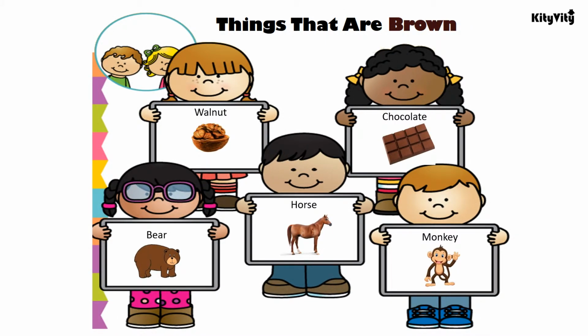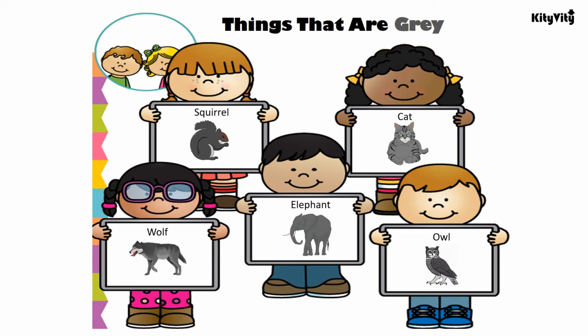Things that are brown. Brown walnut. Brown chocolate. Brown bear. Brown horse. Brown monkey. Things that are gray. Gray squirrel, gray cat, gray wolf, gray elephant, gray owl.